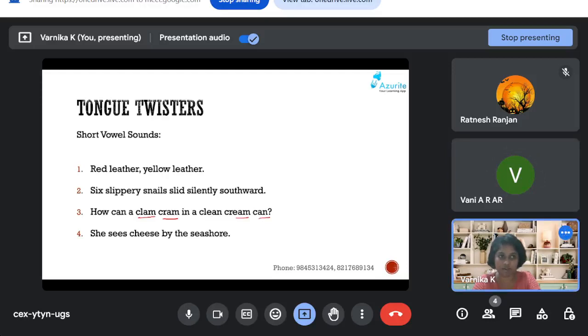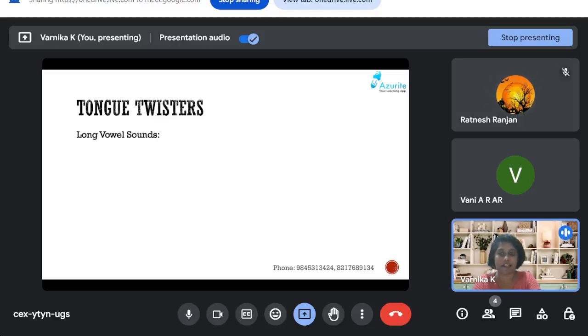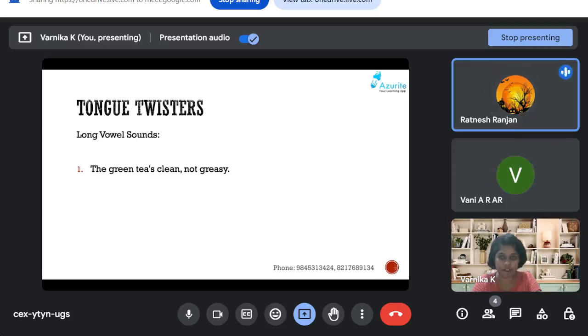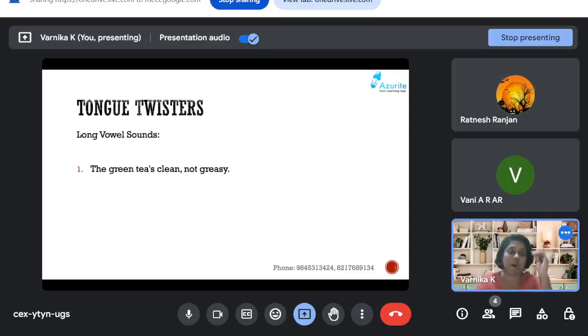Ratnesh, are you done? Yes. Okay. So, yes, Ratnesh, now we are practicing long vowel sounds. Can you read the first tongue twister? The green tea is clean, not greasy. Yes. Greasy, you know what greasy means, right? It means oily. When there is oil, it slides, it's slippery, right? That is grease.